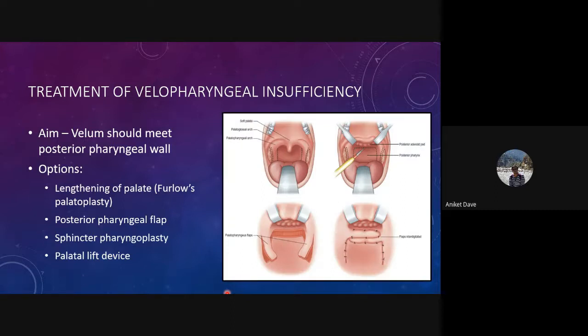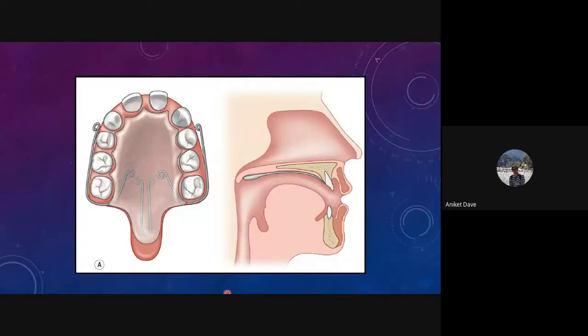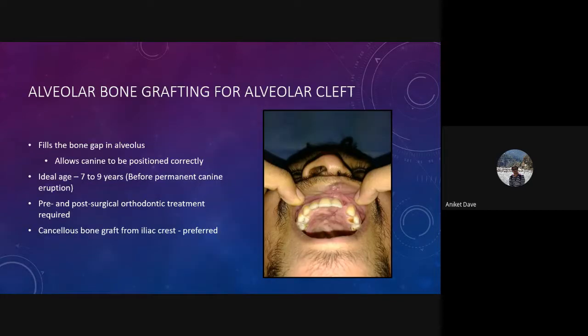Or lastly, if the patient is not willing for surgeries, then passive devices like such, which are the palatal lift devices, are fixed onto the palate and lift the posterior part of the soft palate up so that it can easily meet the posterior pharyngeal wall. These patients also need multiple surgeries throughout their life.